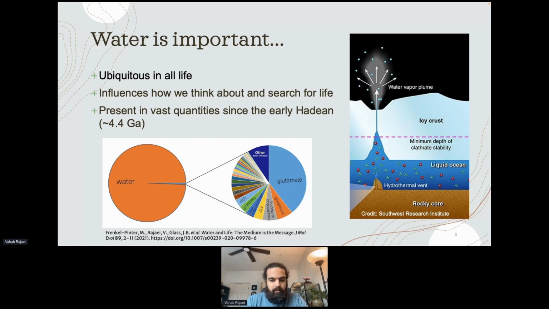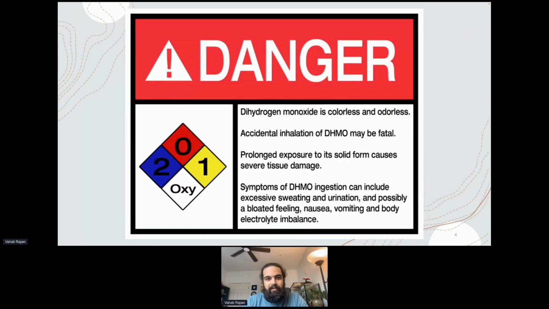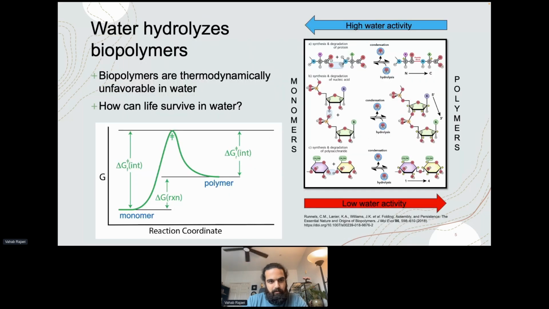But at the same time, as important as water is, it's also dangerous. And I think it's important to talk about how dangerous water is. Dihydrogen monoxide is another name for water. It's colorless and odorless. Its accidental inhalation can be fatal, so referring to drowning here. This is a little bit of a joke slide, but water can be dangerous, and we can definitely frame it this way, but that's not quite what I mean when I say that water is dangerous. I'm more talking about how dangerous water was when life was trying to get started.